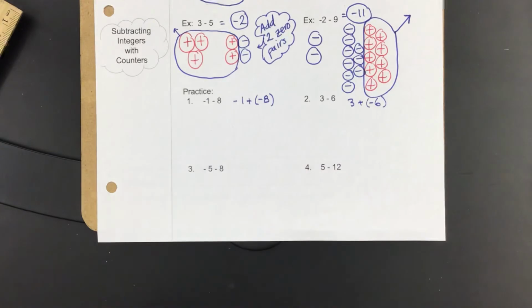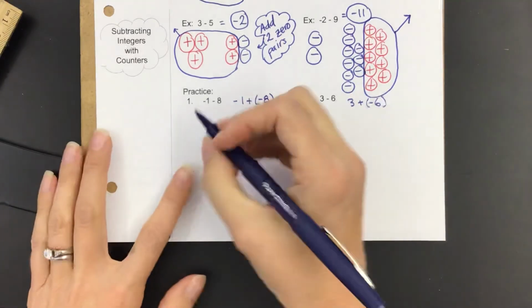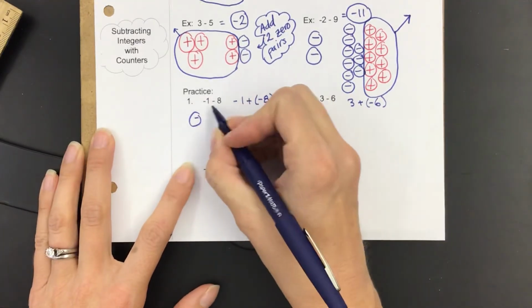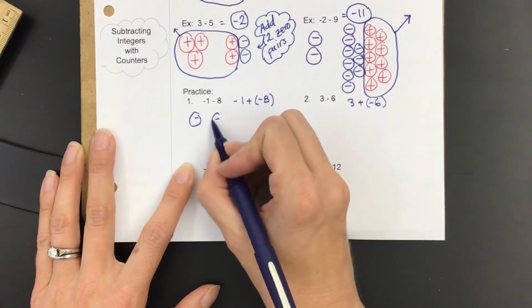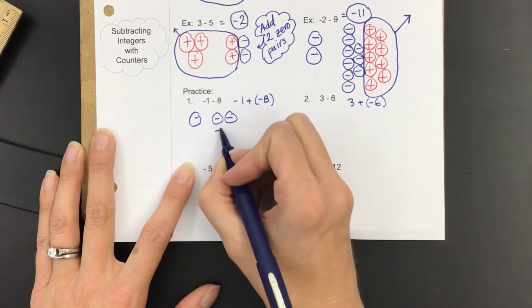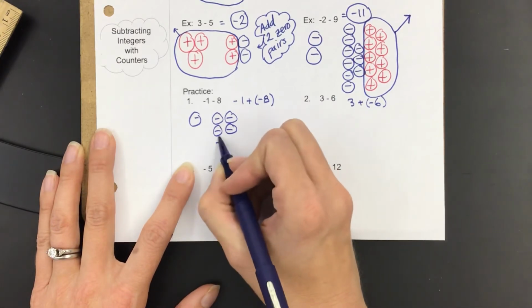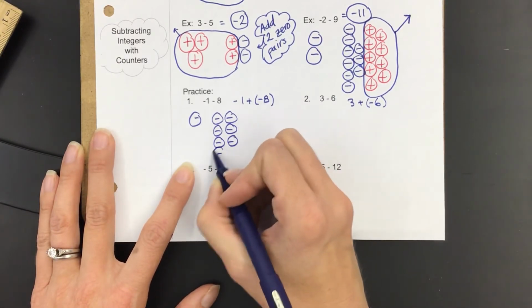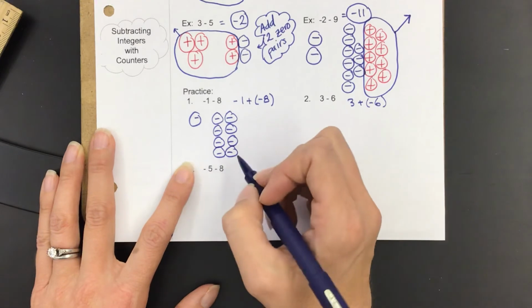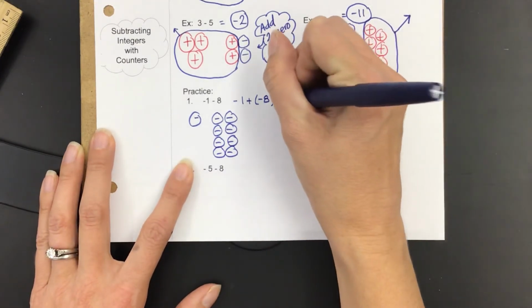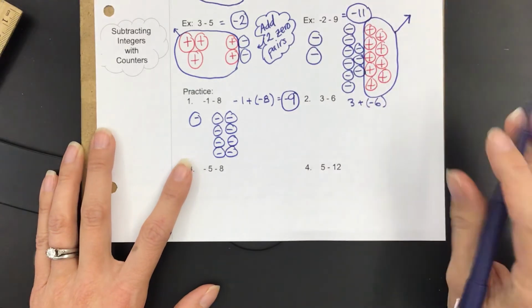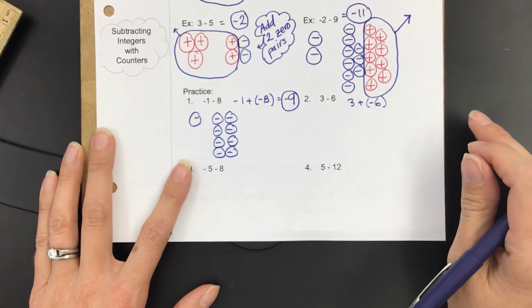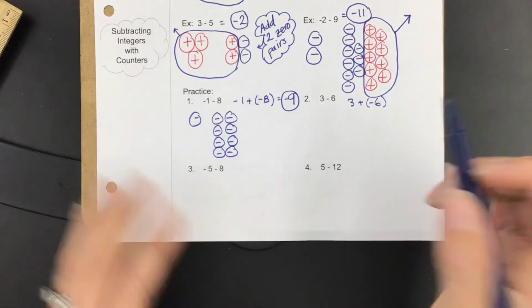So here, we start with -1. And then I rewrote it as addition, so then I'm gonna add 8 negatives. And all together, this is 9 negatives. Make sense? Okay, let's try the next one.